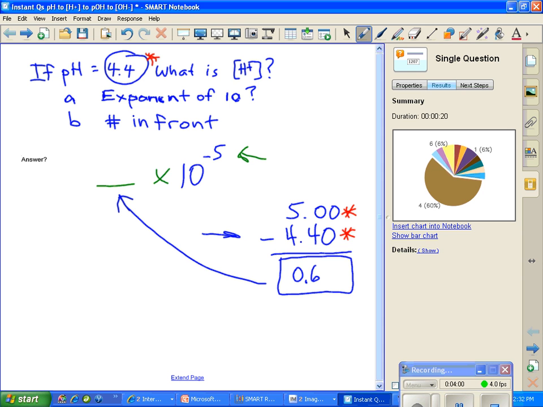Now, we look on the log column, the right-hand column in the log chart, and we find the 0.6, and we're kind of lucky on this one. What was the antilog? 4. So we go back and we put a 4 in here, and this concentration now becomes 4 times 10 to the minus 5. Want to try another one? Yeah. Okay, great.